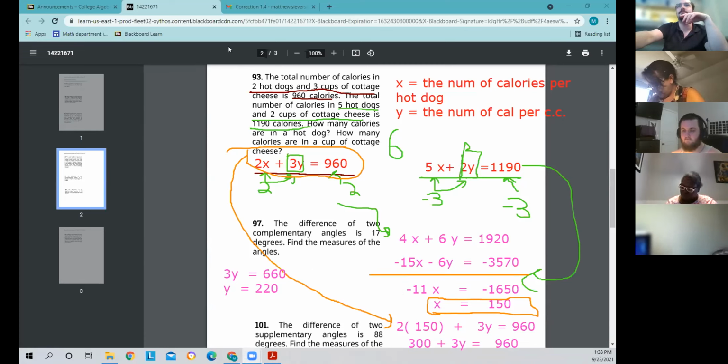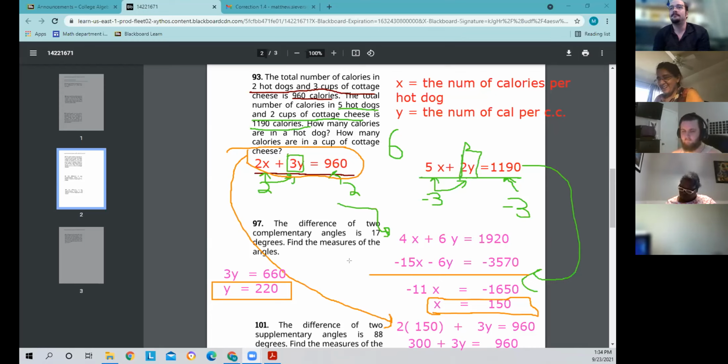Yep. And so we have our two solutions. They should probably write a little bit of English to tell people what they are. I'm going to say it out loud: there are 150 calories in one hot dog. There are 220 calories in one cup of cottage cheese is what this is telling.